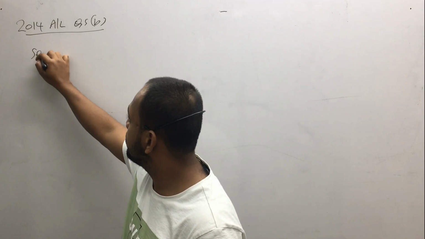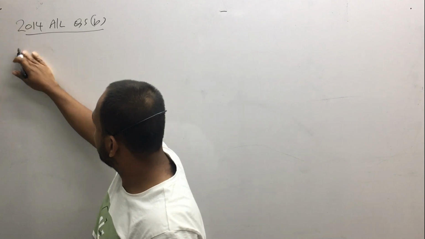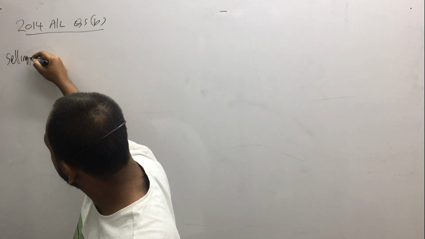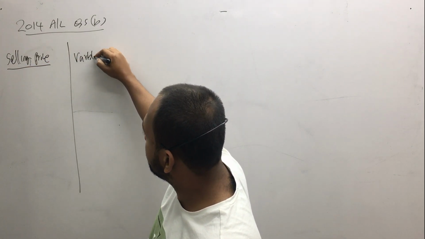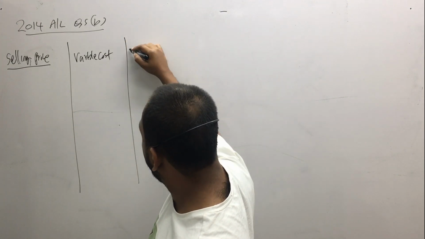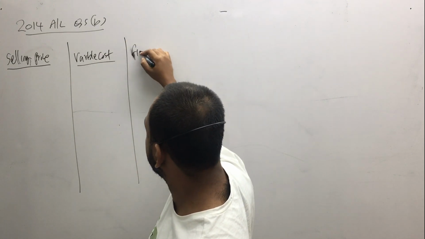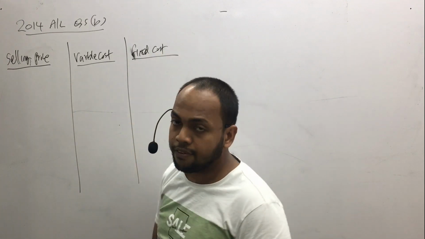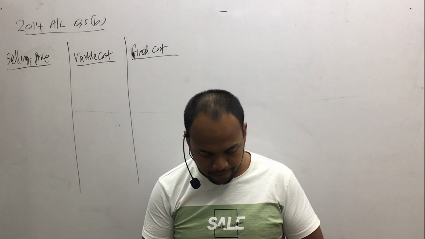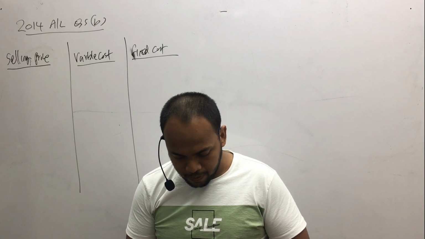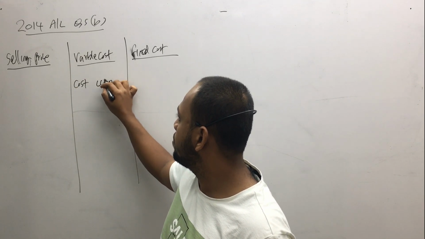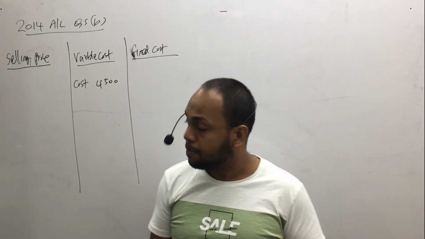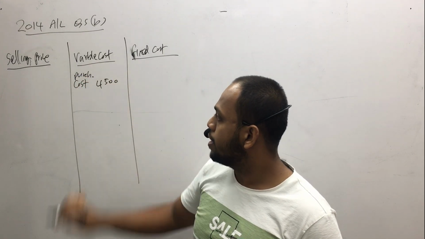So let's calculate the selling price. Right? Variable cost and fixed cost. Let's identify these values from the question. So there is a cost 4,500 per unit, which is our variable cost. Yeah, purchase cost. It's our purchase cost.